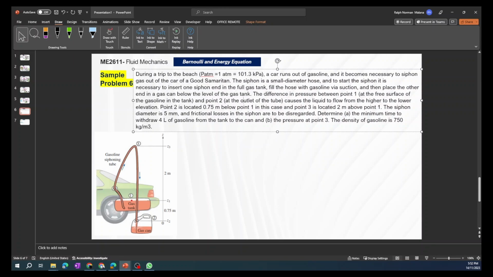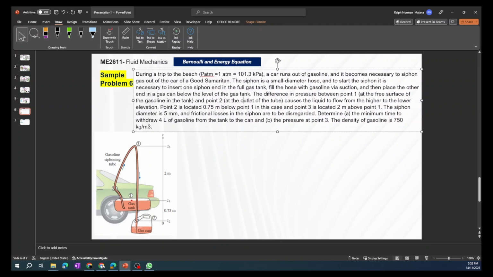It wasn't said, but you're practically seen as stealing too. So the siphon is a small diameter hose, and to start the siphon, it is necessary to insert one siphon end in the full gas tank and fill the hose with gasoline via suction, and place the other end in a gas can below the level of the gas tank.